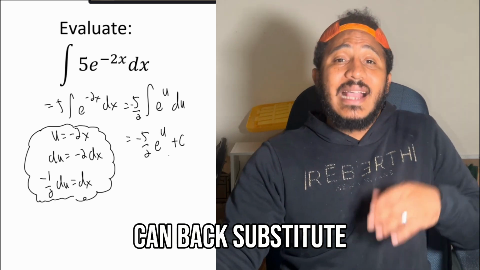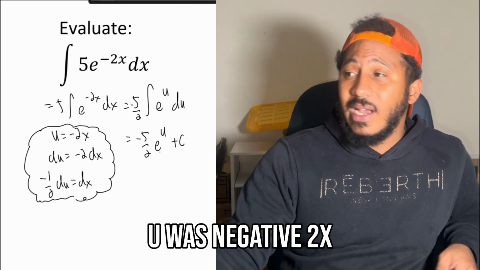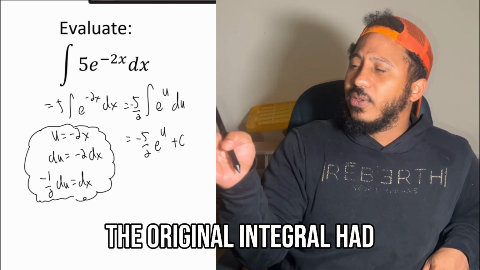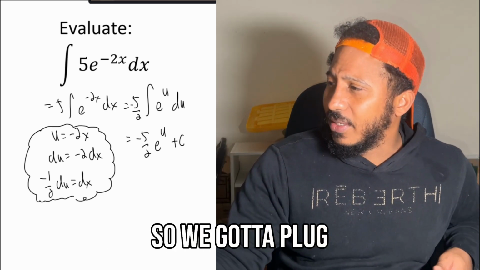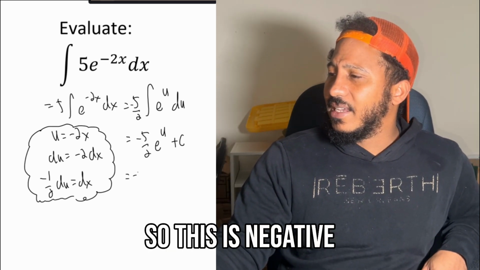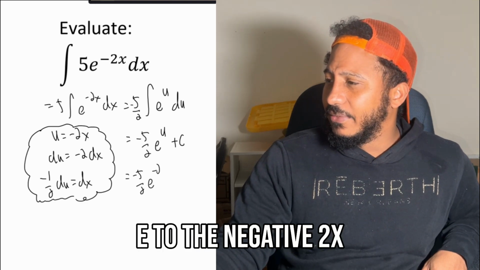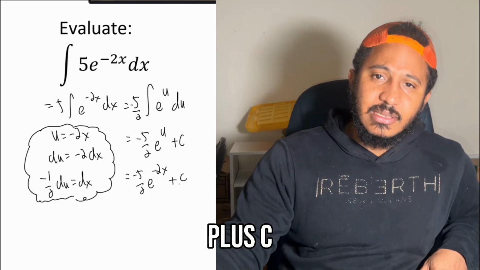And then now we can back substitute. u was negative 2x, right? I made that u stuff up. The original integral had x stuff, right? So we got to plug the x stuff back in. So this is negative 5/2 e to the negative 2x. Don't forget the plus c, okay?